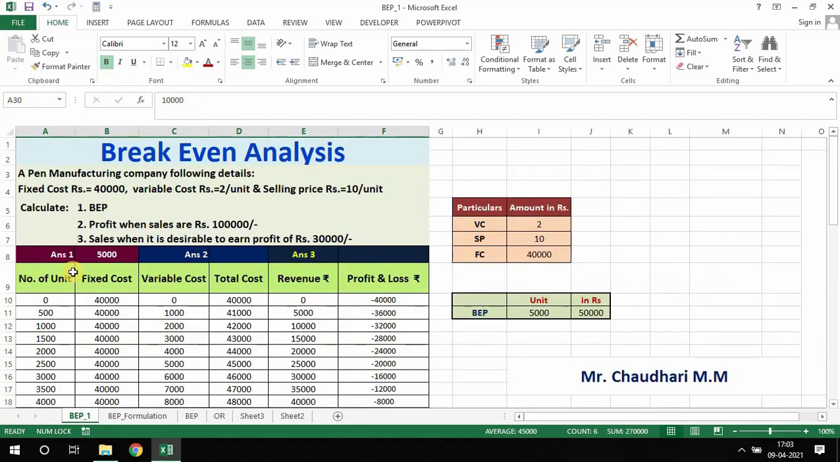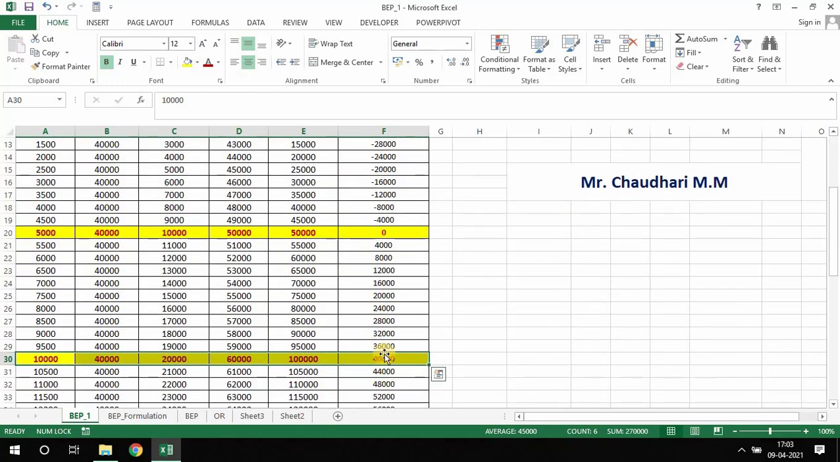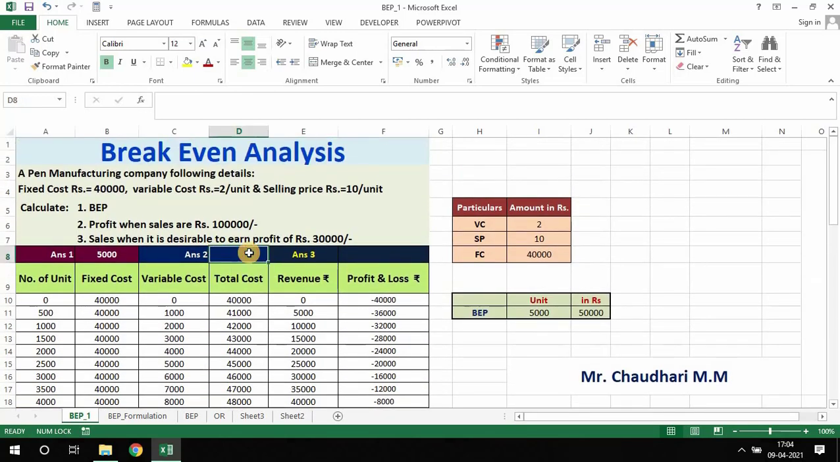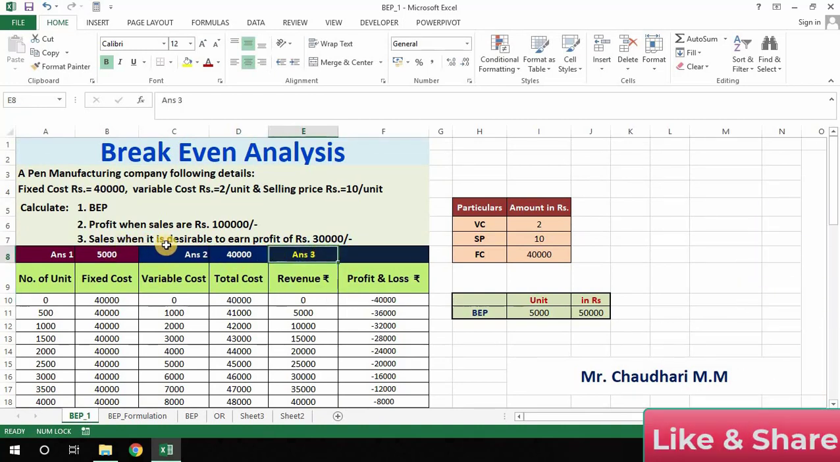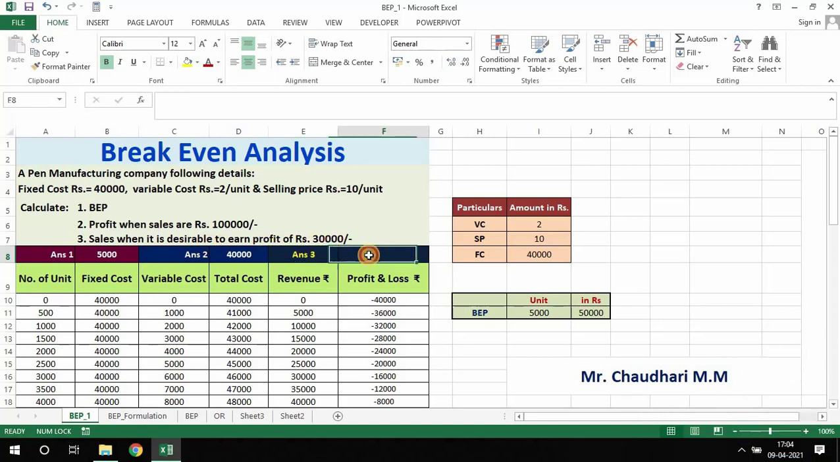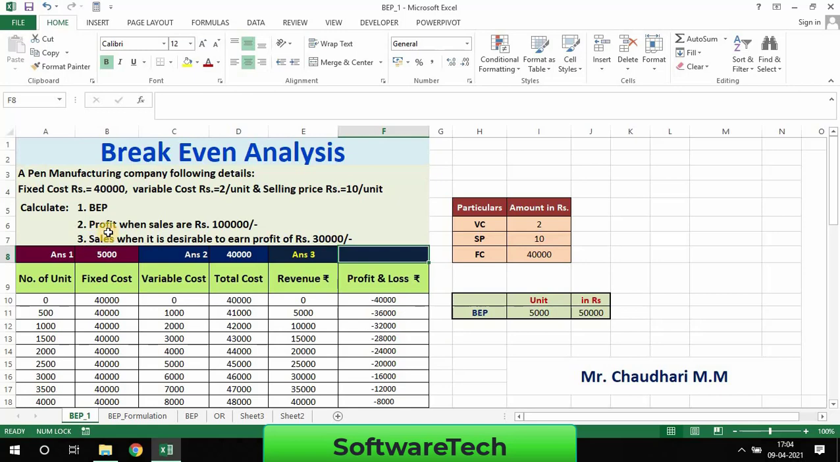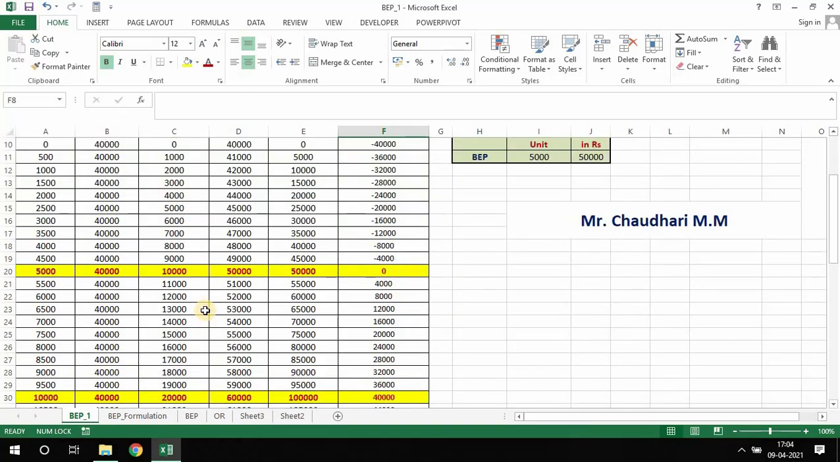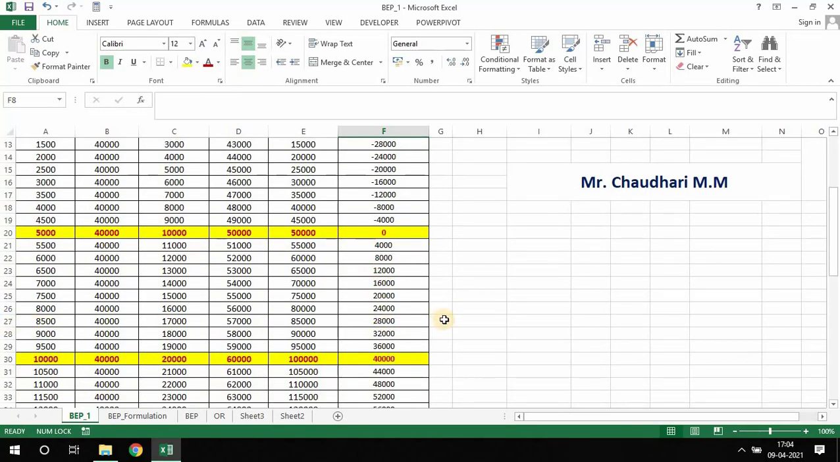What is the question asking for a profit? Okay, so the profit value is 40,000 in terms of rupees. Now the next term is to calculate sales when it is desirable to earn a profit of rupees 30,000. So we calculate, when a 30,000 profit is earned, how many units of sales are needed.